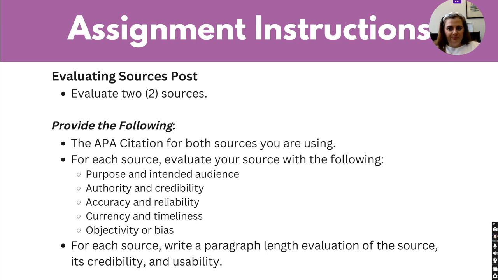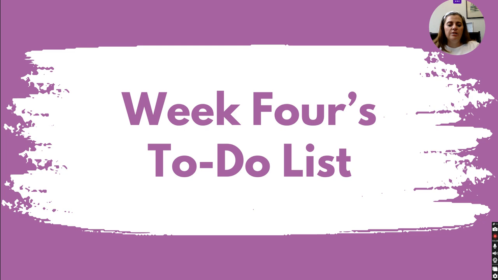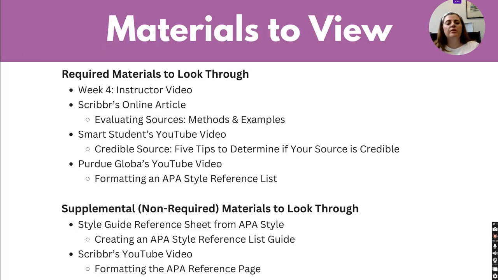So for each of the sources, please write out a paragraph length evaluation of the source, its credibility, and the usability of that source. So for this week, what I need you guys to be working on, so for materials to look through that are required, is the week 4 instruction video, the Scribber Online's article of evaluating sources, which includes methods and examples, Smart Students' YouTube video on credible sources, 5 tips to determine if your source is credible, the Purdue Global's YouTube video of formatting an APA-style reference list. For our supplemental or non-required materials you guys can look through is the Style Guide reference sheet from APA Style, as well as Scribber's YouTube video of formatting the APA reference page.